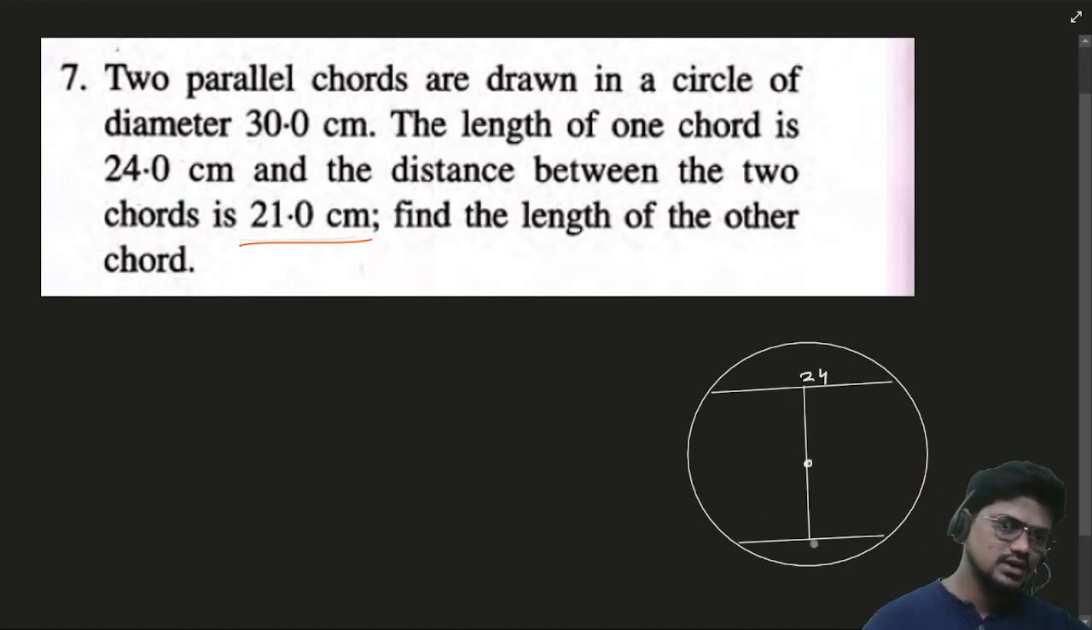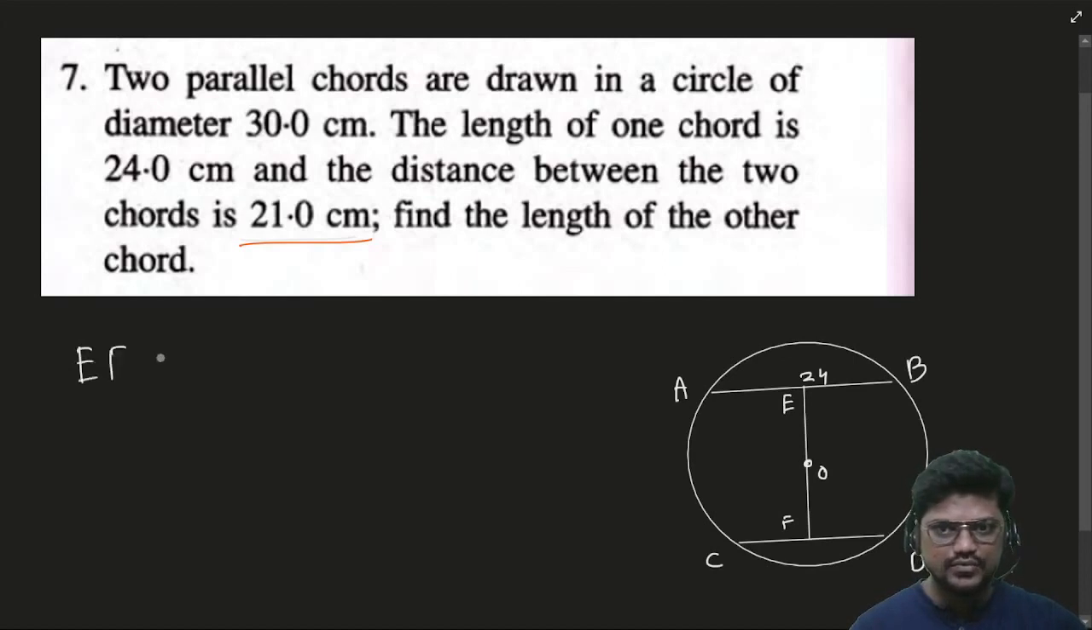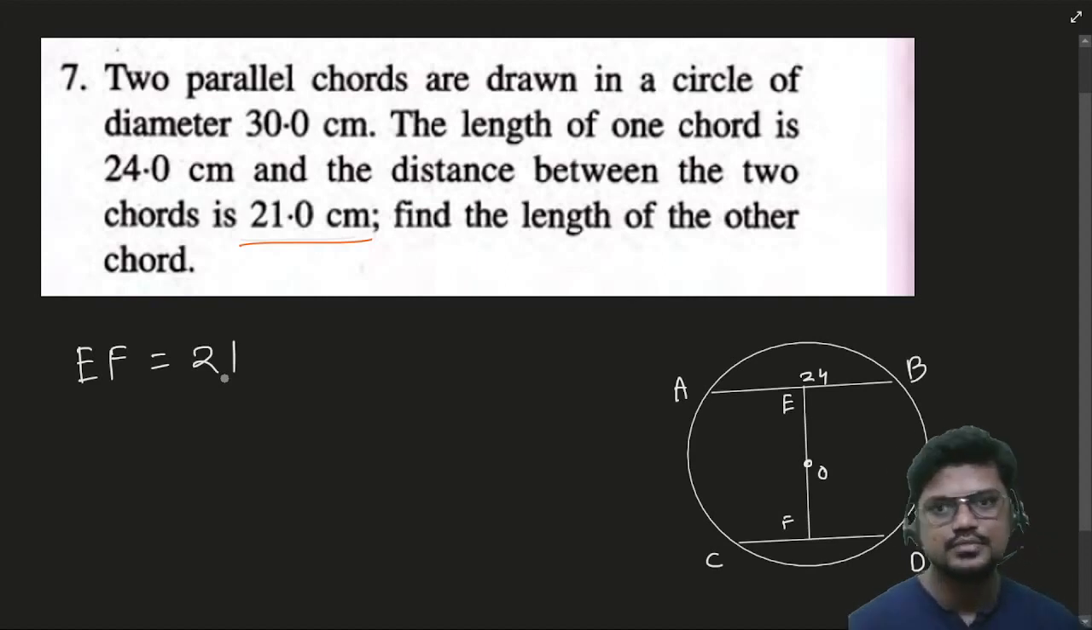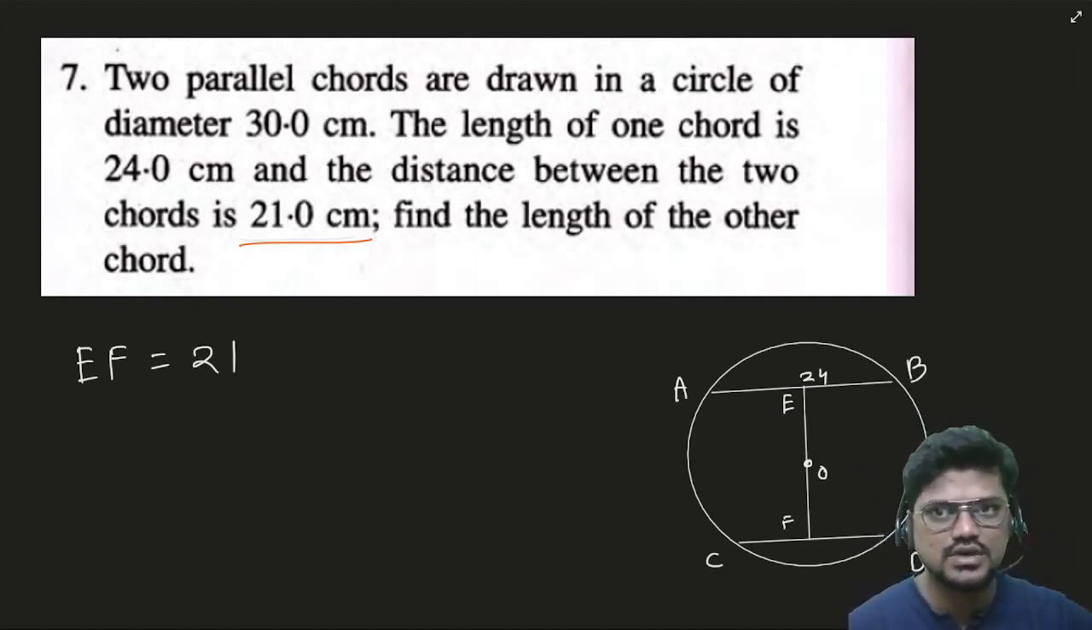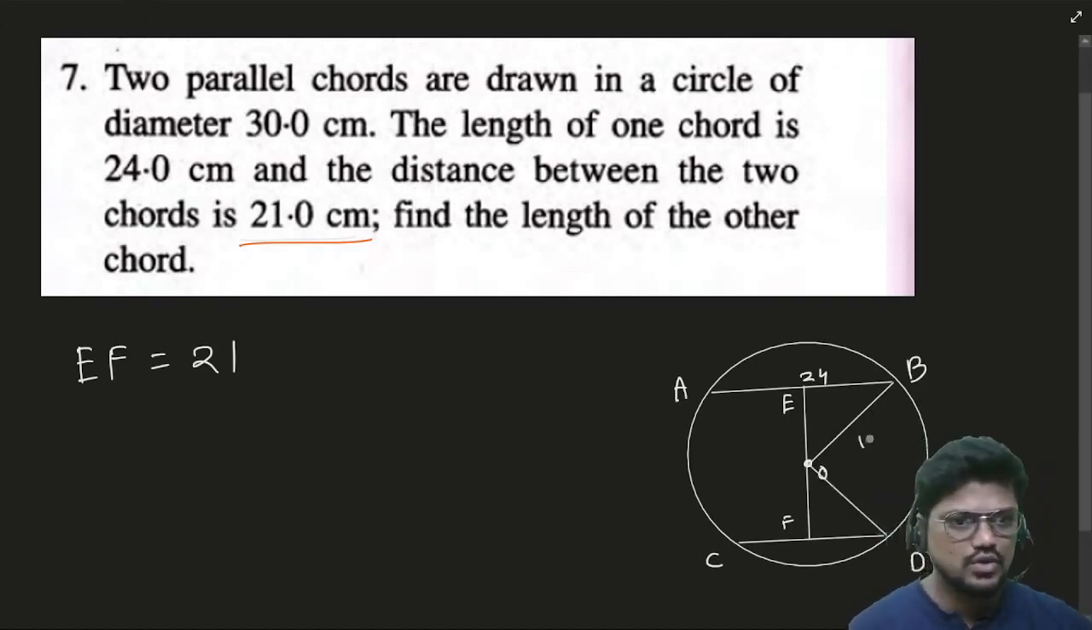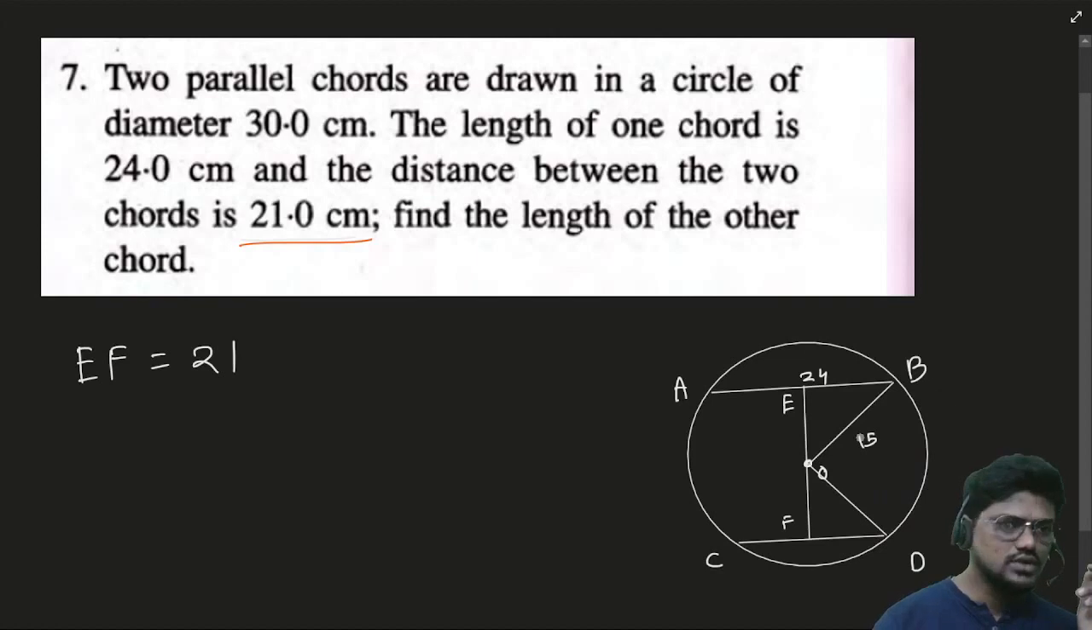And there is a center over here. If I say this is A, B, D, O, E, and F, what I know is that the value of EF is 21. Find the length of the other chord. We know that the radius of the circle is, what will be the radius of the circle? 15. So I hope you will be able to solve it now. Now all the confusions are clear, Shadan? Yes, sir. Okay, please, I am expecting an answer from you.